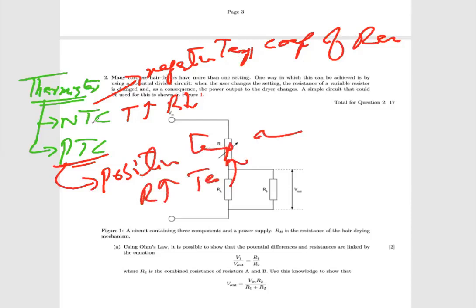So here we will use NTC. Okay, here I will use the thermistor, and we represent a thermistor like this. Why can't we use it here? Actually, from this, this is the resistor where I will take the output.